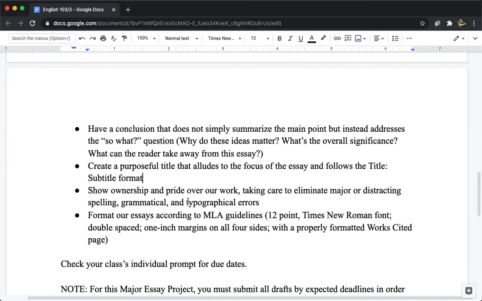So in order for this to be a good representation of you as a person and all the hard work that you put into this, you want to make sure that you're demonstrating that you take responsibility for it, right? So you're taking ownership over the things that you're creating. And one way to do that is to make sure that we're eliminating those major or distracting spelling, grammatical, and typographical errors. So proofread. Make sure that you are proofreading your essays.